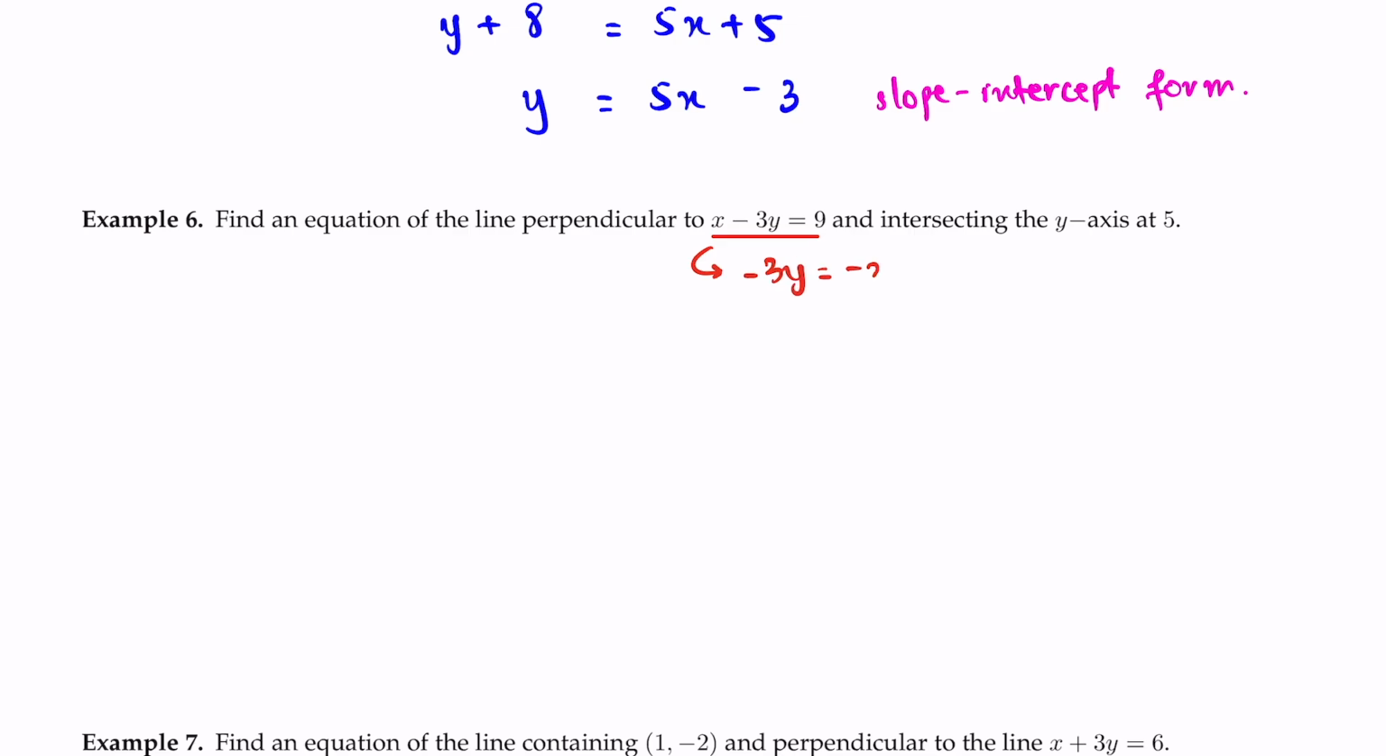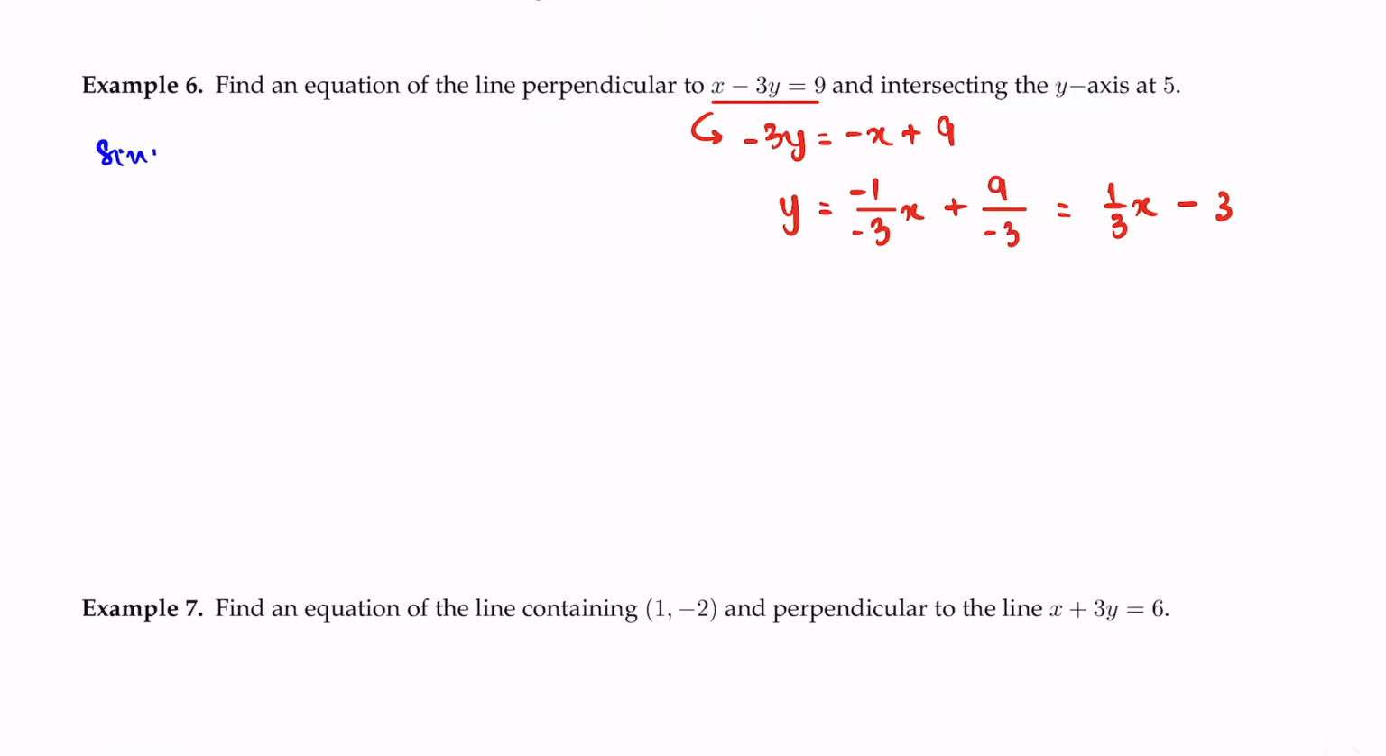So I need to go with this: -3y equals -x plus 9. I divide both sides by -3. I get y equals -1 over -3 times x plus 9 divided by -3, or 1/3 times x minus 3. With this form, it helps me extract the slope, in this case 1/3.